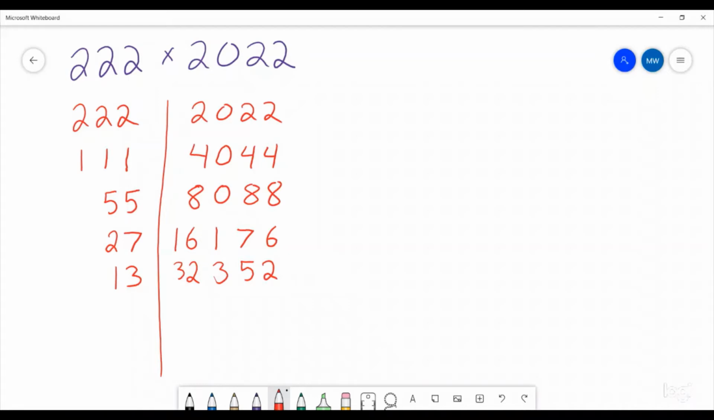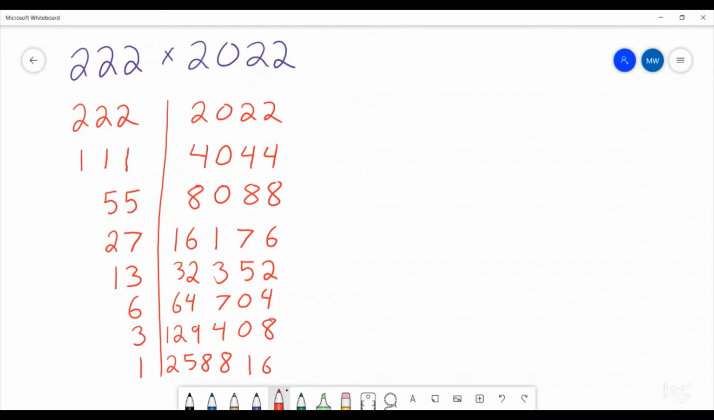13 divided by 2, that's 6. 32,352 times 2, that's 64,704. 6 divided by 2 is 3. 64,704 multiplying by 2 gives 129,408. And then 3 divided by 2 is 1.5. Drop the and a half, and then multiply the other side by 2. Let's see, what is that going to be? 129 times 2, that is 240 plus 18, so that's 258.